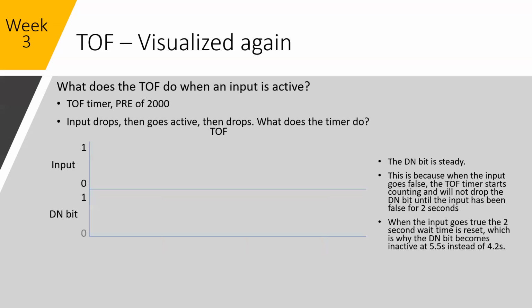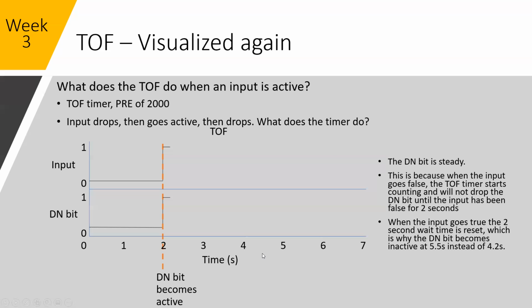So this is the visualization again for 2 seconds. I don't know why this is repeated. Let's do it. The input is 0 and the output is 0. Once the input transitions from false to true, the output will then transition from false to true. So on a leading edge, the T-off timer immediately turns on.